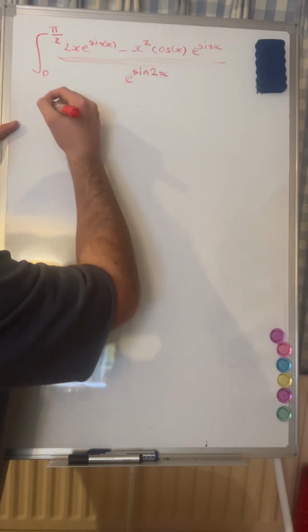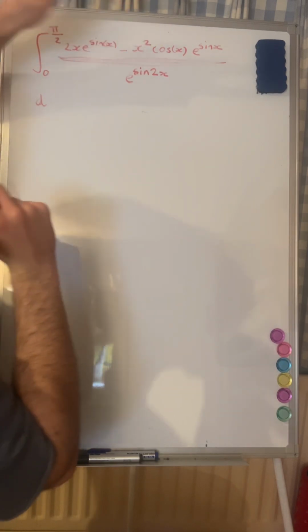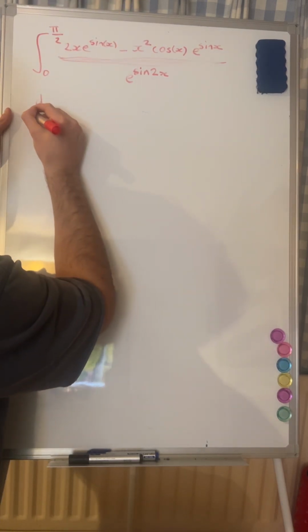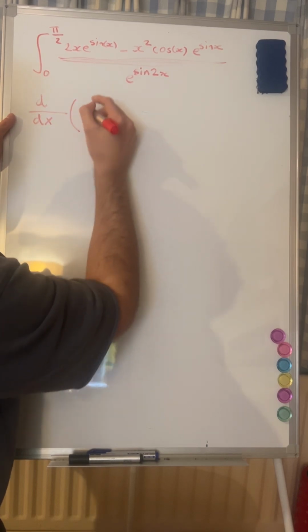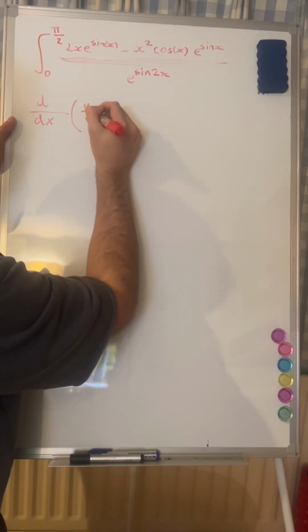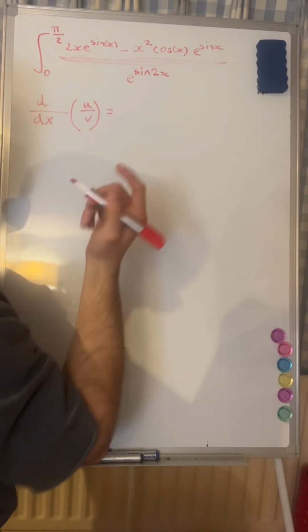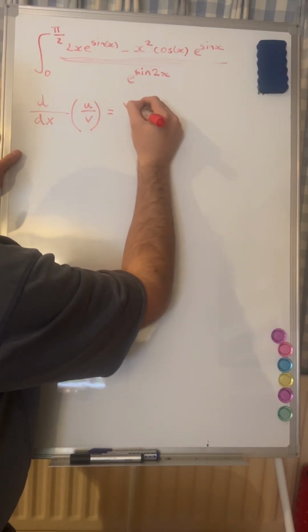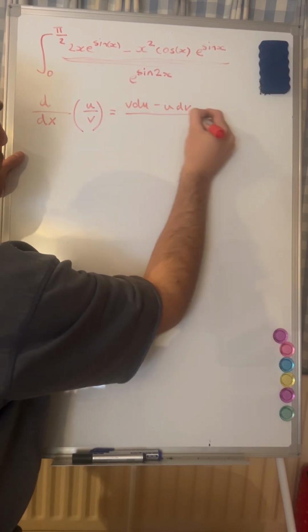If you remember, we can see that this looks similar to something that we might know. So if we think about d by dx of u over v, what does this equal? It's the quotient rule, so it would be v du minus u dv all over v squared.